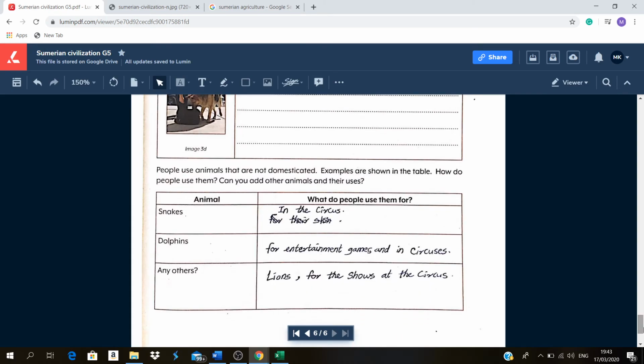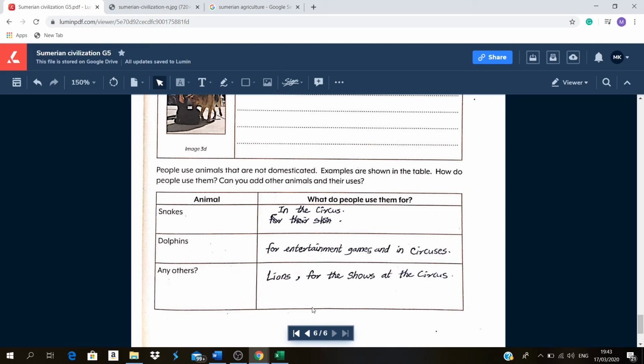Let's see here. People use animals that are not domesticated. Nowadays people decided to use animals that we usually don't domesticate. Examples are shown on the table. How do people use them? Can you add other animals and their use? Snakes. What do people use them for? In the circus, right? What about dolphins? For entertainment games and inside the circus also.